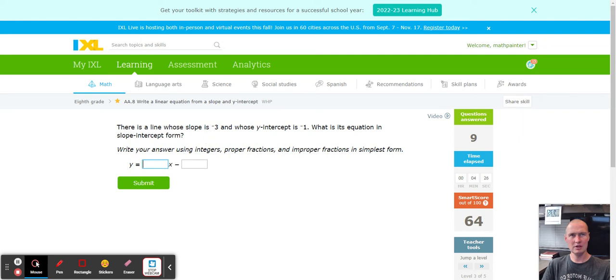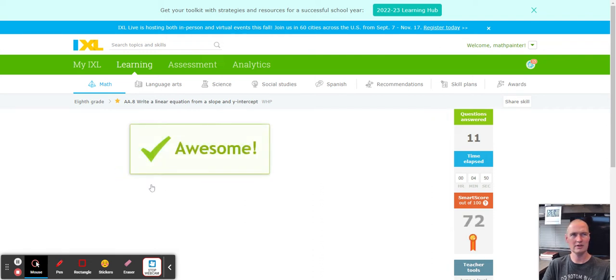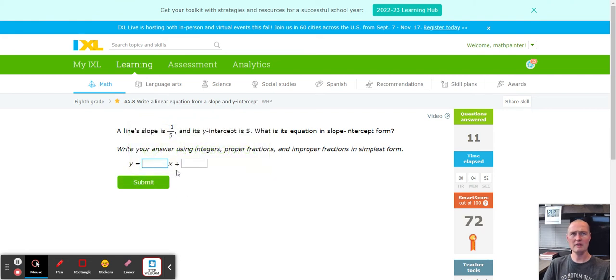Next up, we have a slope of -3, so we need to type a subtract 3 in for the slope. And the y-intercept is -1, which the negative is already there, so we just need the 1. A line has a slope of 6, which goes before the x. And the y-intercept is -8, so therefore we just need 8 because the subtract is already there. All right, we're in the 70s already, so almost there.